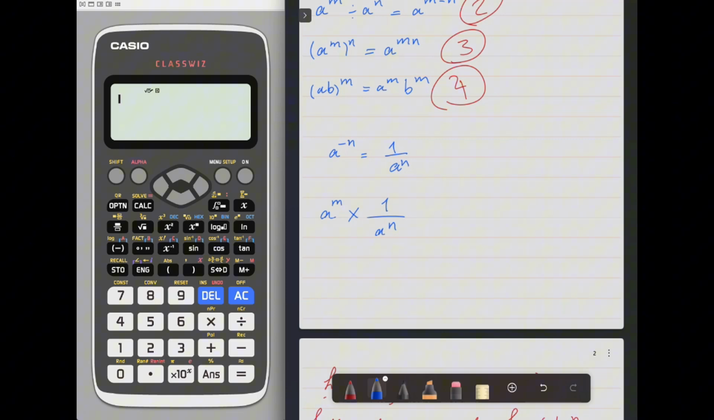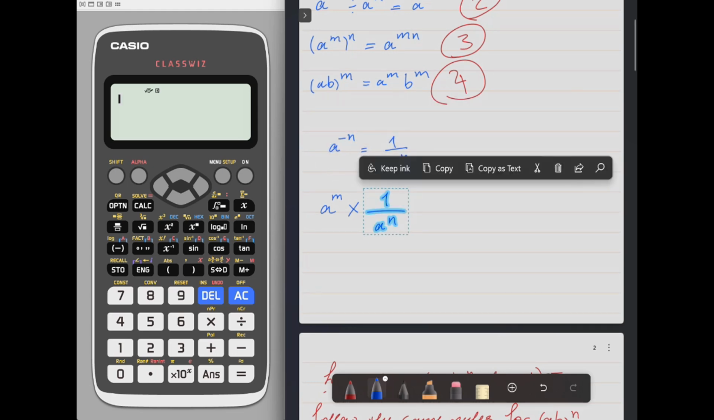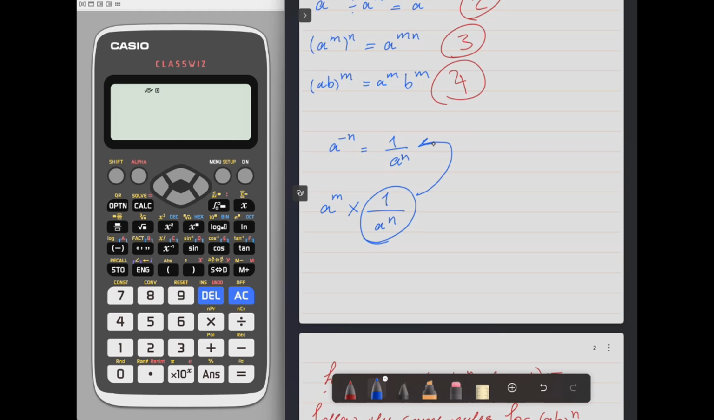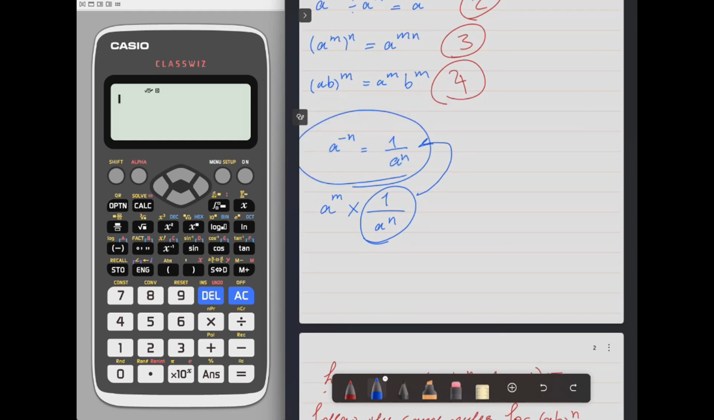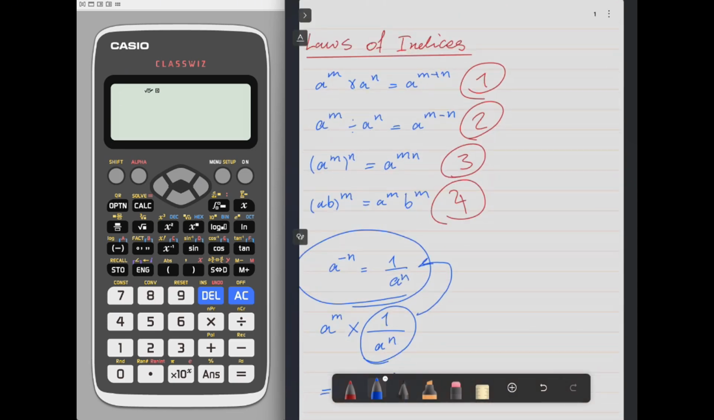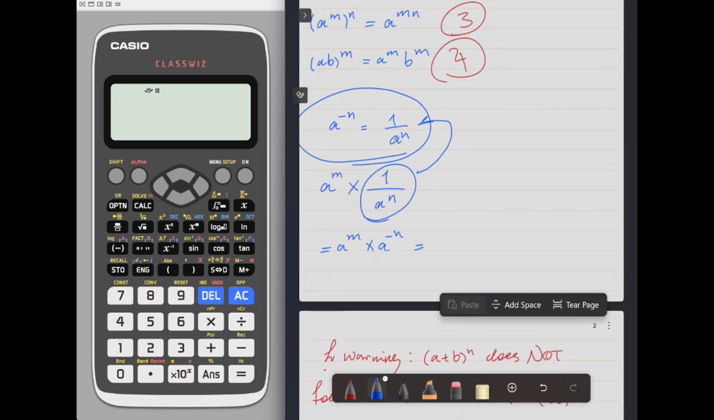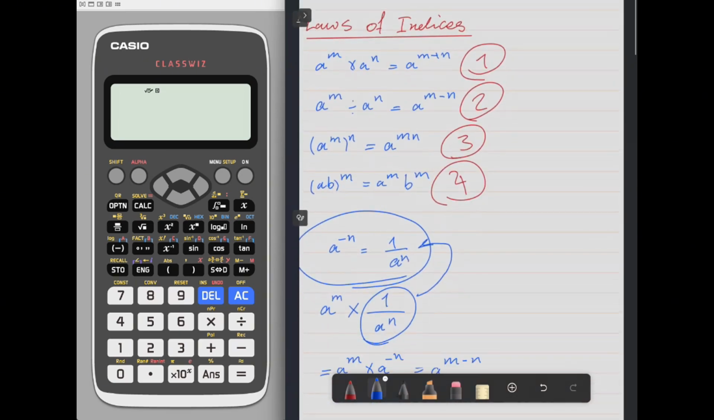Nothing's going to change. And as I mentioned here, this can be just represented like this. So I can write it as a to the power of m times a to the power of minus n, which with the first rule, let's have a look at the first rule again. First rule, I know that this is going to be a to the power of m minus n, right? So this is for the second law.